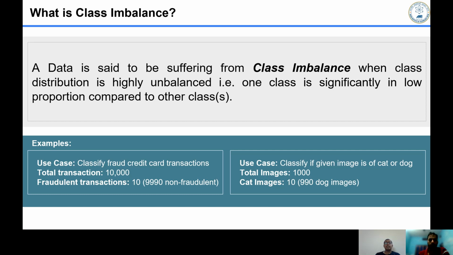So let's take the credit card transaction fraud use case. We have 10,000 total transactions, out of which 10 transactions are fraudulent transactions. Similarly, we can have another use case of classification of image into dog or cat with imbalanced class distribution, meaning number of images of dog is very less compared to the number of images of cat, or vice versa.